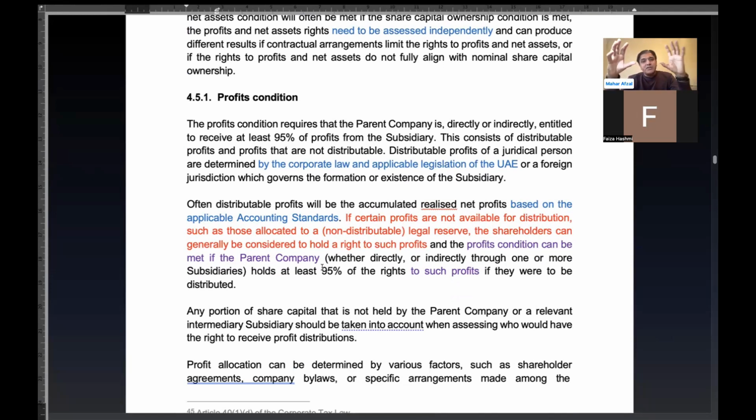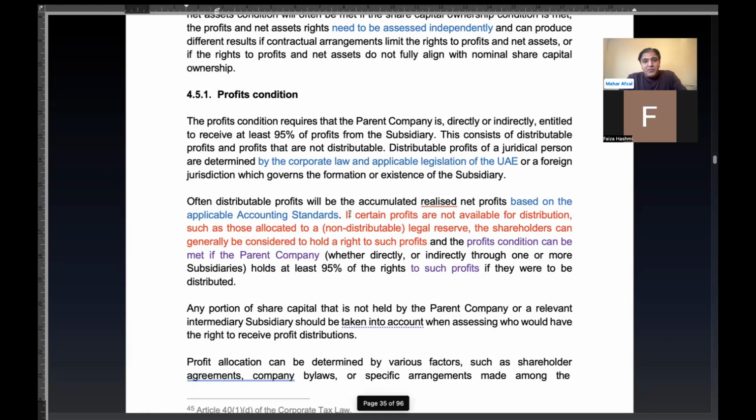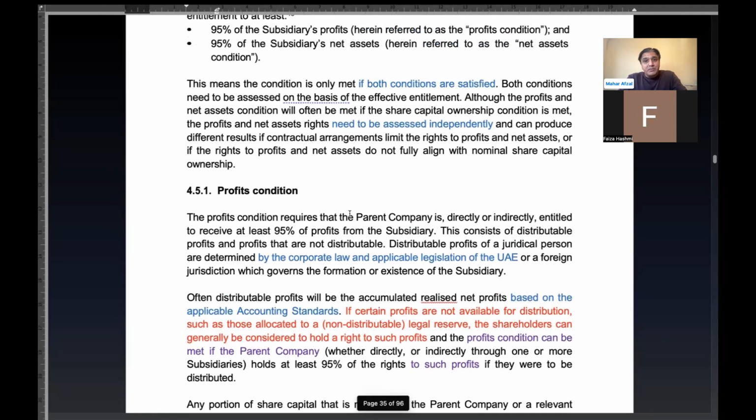So profits, distributable or non-distributable, we basically need to look at the numbers before this. If the parent has entitlement to the profit before distribution or before allocation, it will be assumed. We should not look at the profit that has been distributed or transferred to the reserve. We need to look at the number before the allocation and before the distribution of the profits.